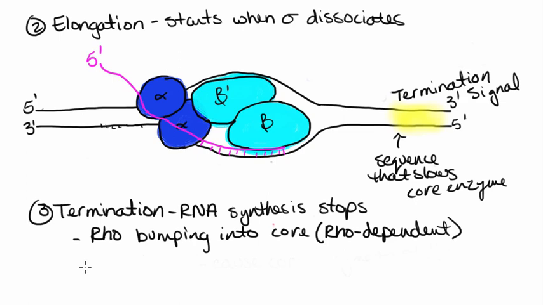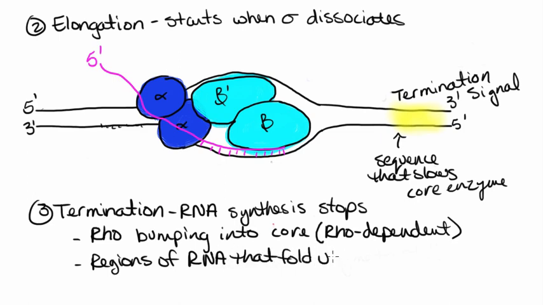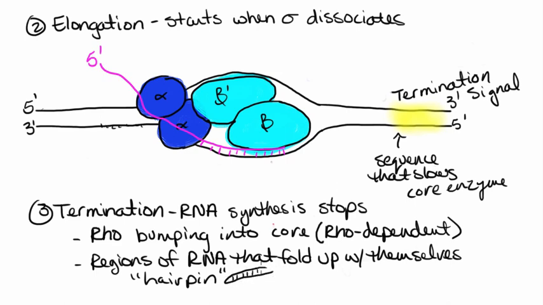But we also have Rho-independent termination. And with Rho-independent termination, we're going to have regions of the RNA, which we're actually synthesizing, that fold up with themselves. And this structure that we get, we refer to it as a hairpin. And this is meant to be like a bobby pin you might be familiar with, that kind of folds like this. And since RNA is single-stranded, it can actually hydrogen bond with itself. And that's how we end up with those hairpin structures.